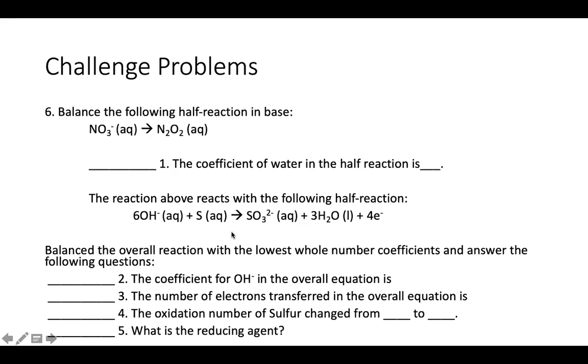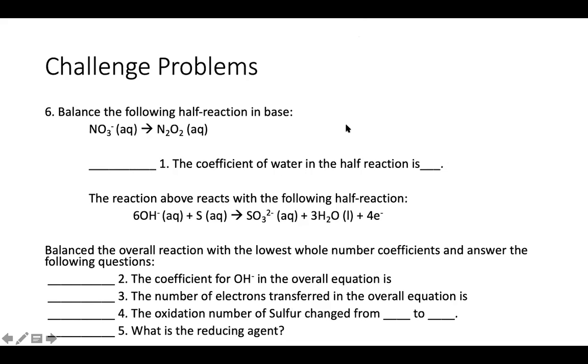And then they say, once you've balanced that half reaction, it combines with this other half reaction, right? They combine to make the full redox problem, and based on the full redox problem, answer the other questions. So what's a coefficient, how many electrons are transferred, what is the change in oxidation number, and, again a labeling, what is the reducing agent. So number 6 is a very classic way to ask a redox question on long answer exams. They don't typically just have you balance it and go from there. It's typically sub-questions.